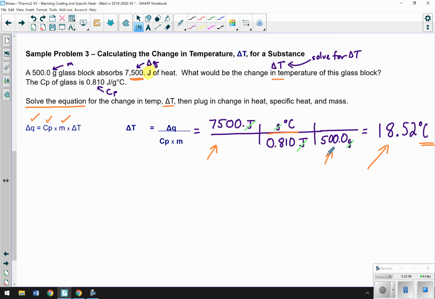So again, hopefully you can see in these 3 sample problems how the specific heat equation can be used. And then for your worksheet, for your homework, you're going to be answering a few questions about heat absorption and then solving some problems for specific heat.